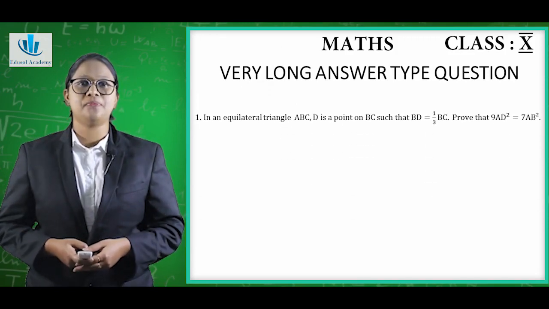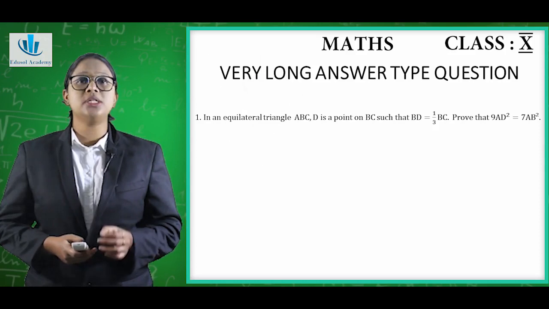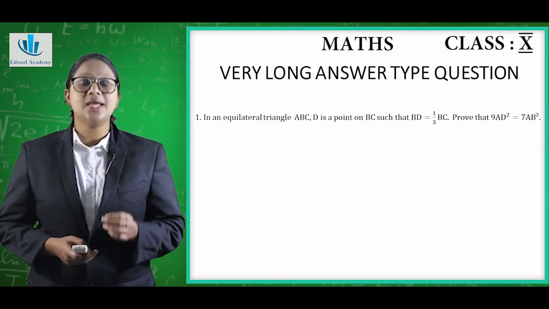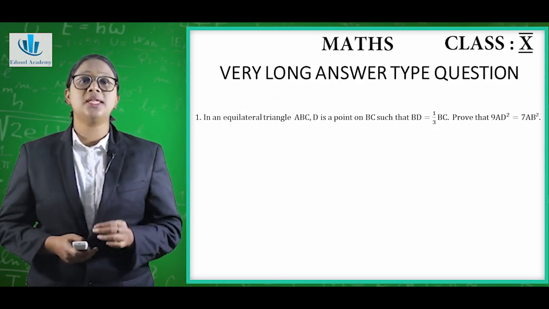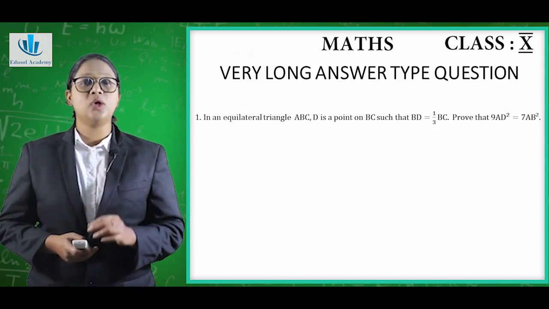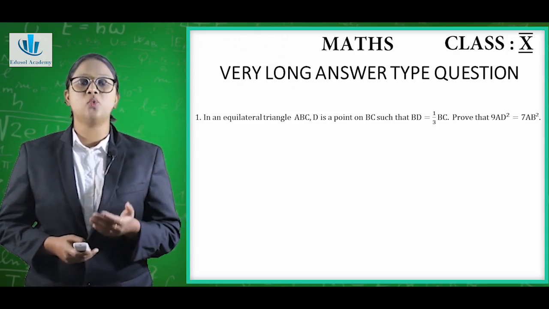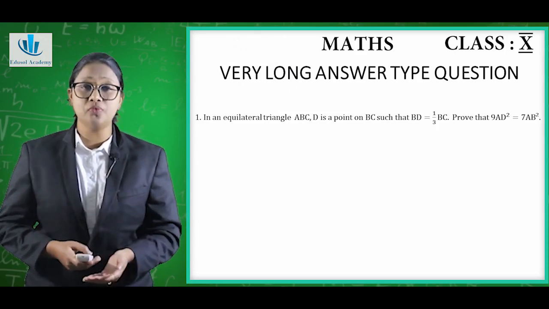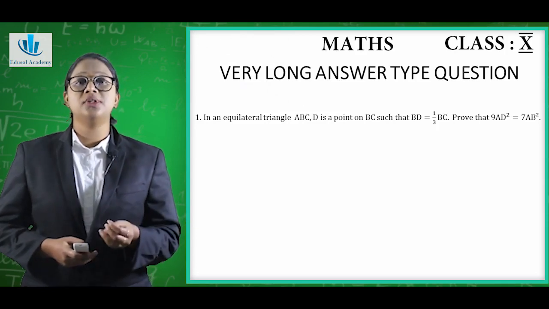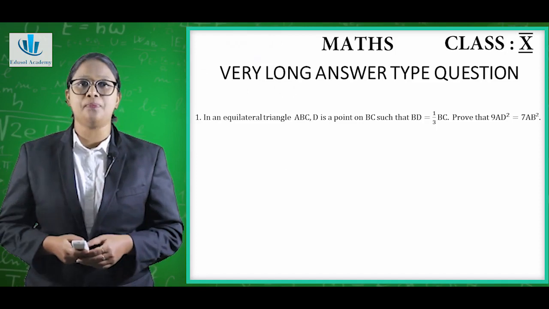Let's read the question. In an equilateral triangle ABC, D is a point on BC such that BD is equal to 1 by 3 BC. Prove that 9 AD square is equal to 7 AB square. So we have to list out whatever it is that we have to prove and list out the given things. So BD is equal to 1 by 3 BC is a given data.